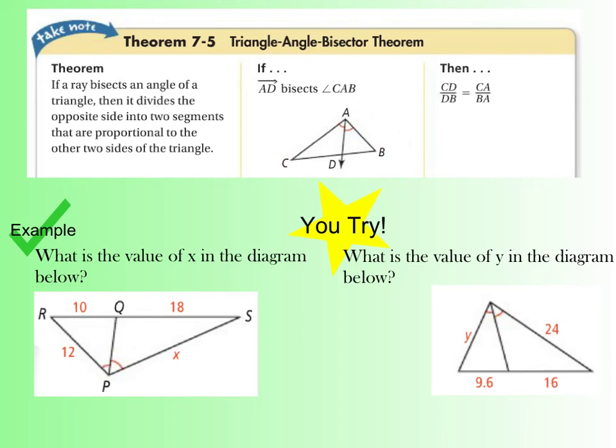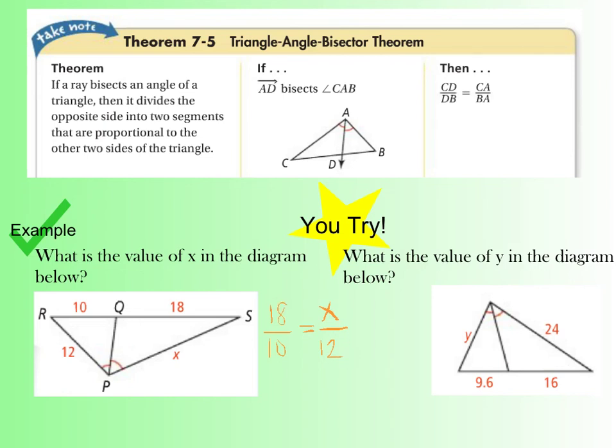So I'm going to go ahead and complete this example here. I'm going to use that same pattern. This is something that we're just going to have to kind of memorize. So in this picture, I see that I have my triangle. I see that I have this angle bisector here. So what I know is 18 over 10 is equal to x over 12.